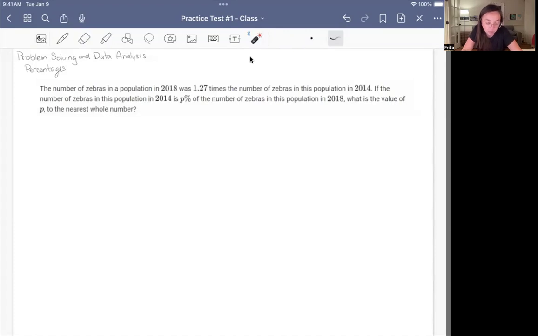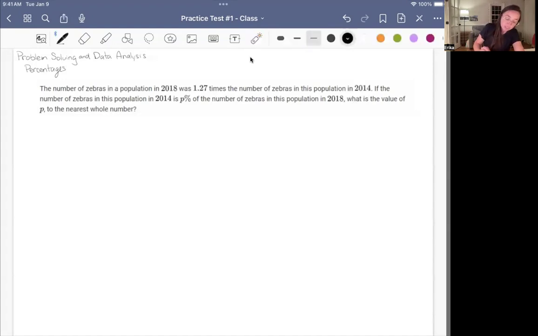The number of zebras in a population in 2018 was 1.27 times the number of zebras in this population in 2014. If the number of zebras in this population in 2014 is p% of the number of zebras in this population in 2018, what is the value of p to the nearest whole number?